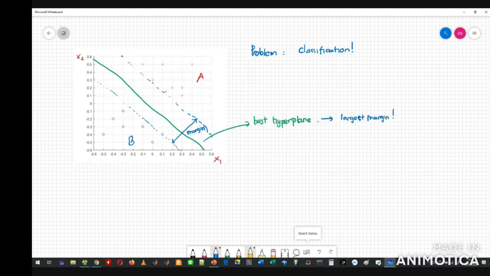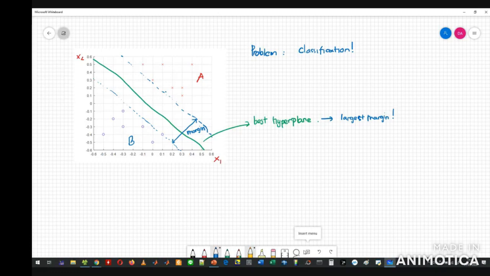So how do we do it? Our topic today is actually very simple. We would like to define what margin is and then how to optimize it with respect to, in our case, the hyperplane, which in this case is a line.